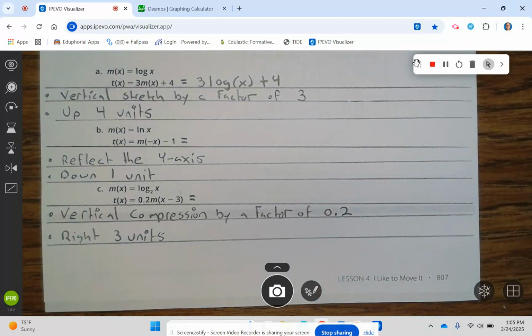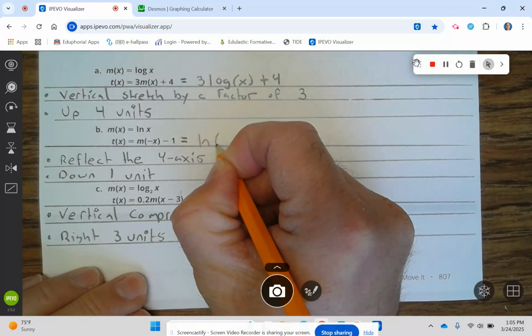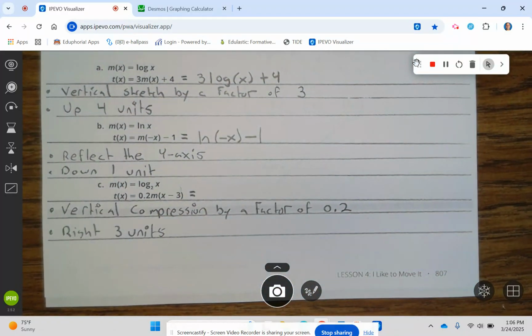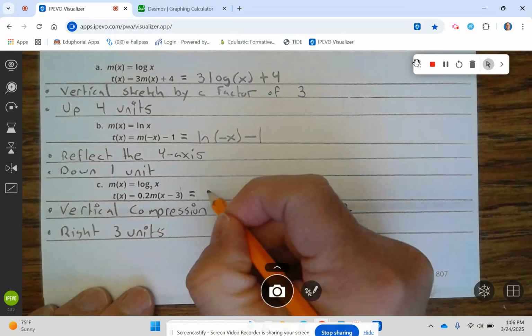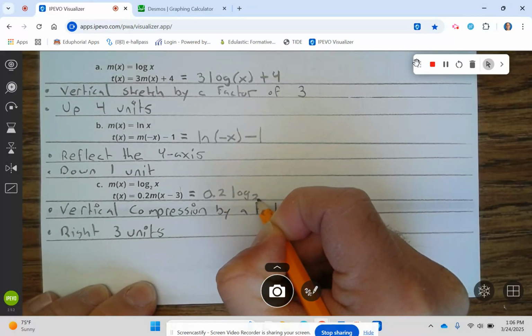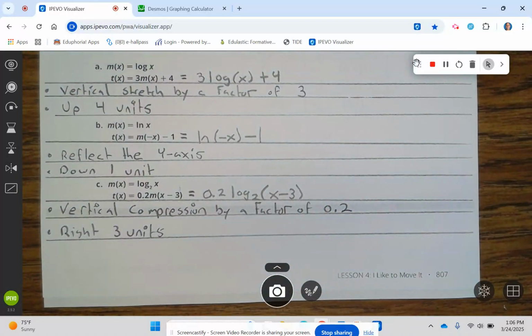B. M of x equals ln of x. T of x equals m of parentheses negative x minus 1, which equals ln of negative x minus 1. That reflects the y-axis and is down 1 unit. C. M of x equals log base 2 of x. T of x equals 0.2 m of x minus 3. So that's 0.2 log base 2 of x minus 3. That's a vertical compression by a factor of 0.2 and right 3 units. All right, go ahead and finish it up.